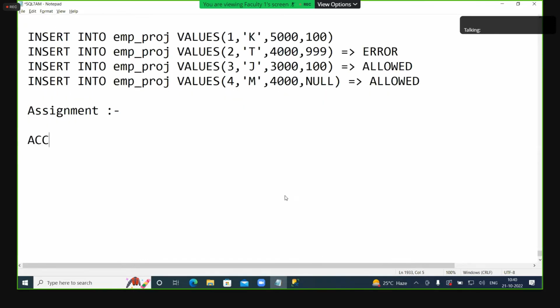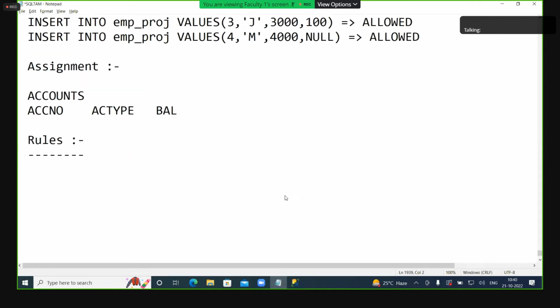One is the accounts table. Accounts table: account number, account holder, account type, balance. I want to create this table. I want to create the table with three fields: account number, account type, balance. And I want to create the table with the following rules.